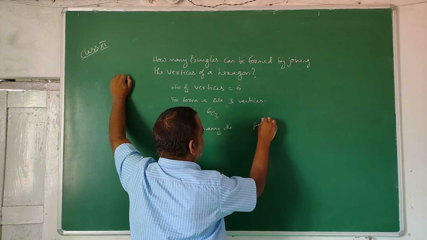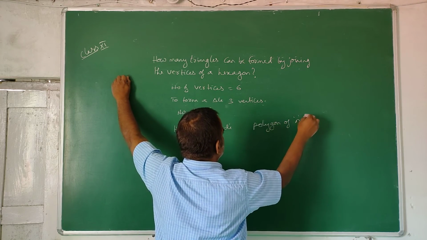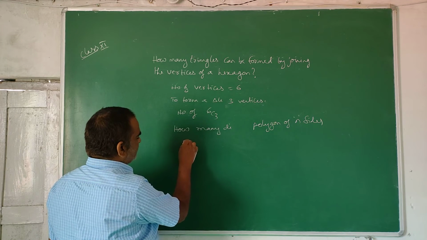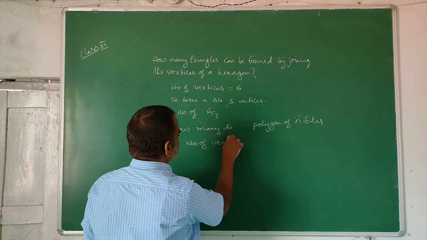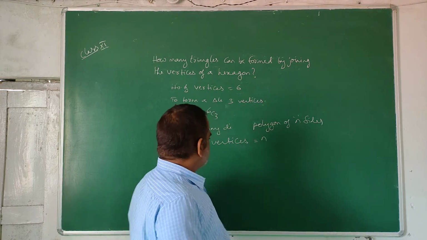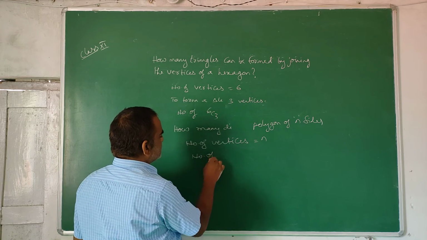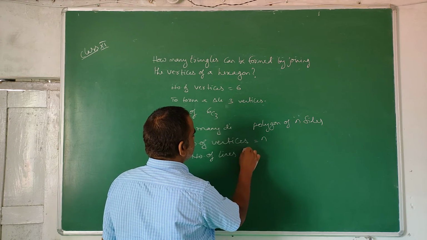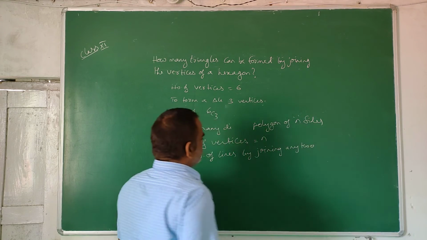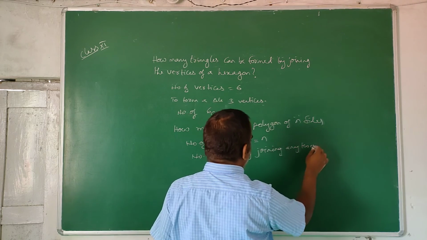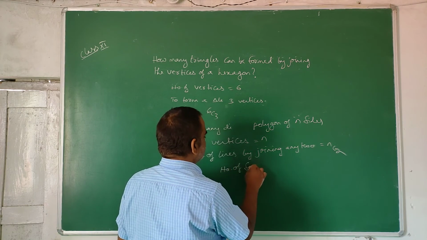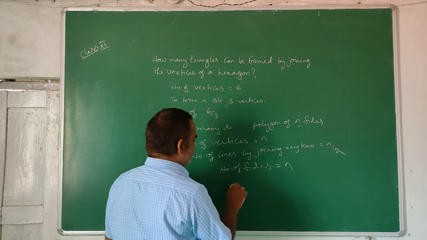Next question is, how many diagonals are there in a polygon of n sides? In a polygon of n sides, the number of vertices is n. Now, the number of lines by joining any 2 points. By joining any 2 points of these n vertices, the number of lines that you can form is nC2. But among these nC2 lines, the number of sides is n, because it is a polygon of n sides. So, the number of diagonals.